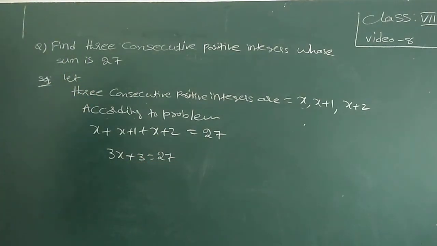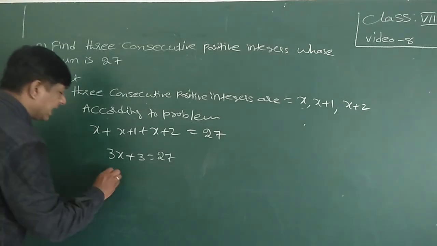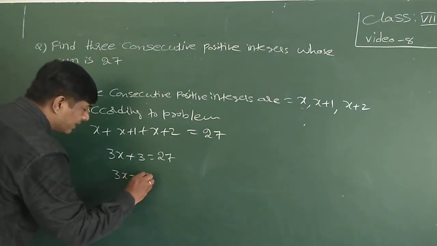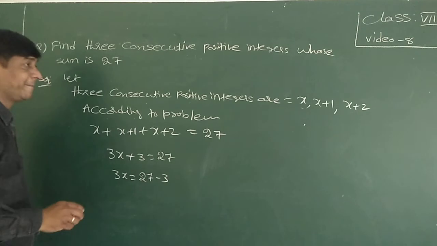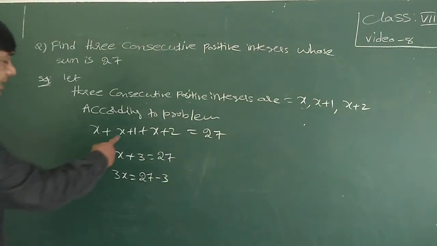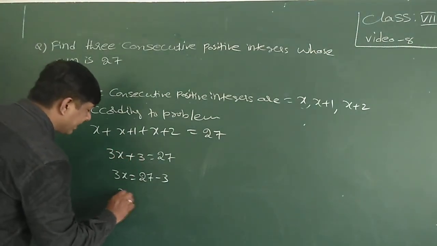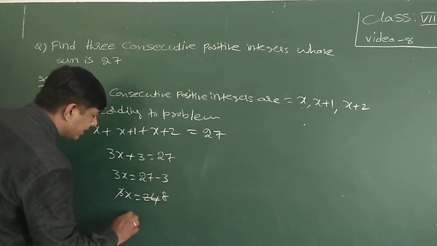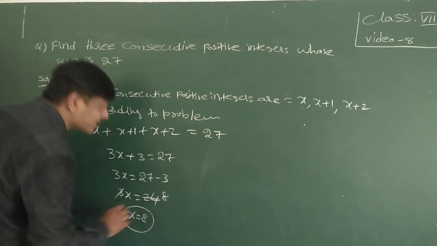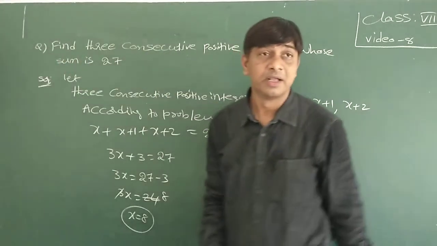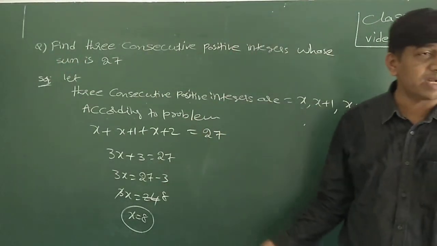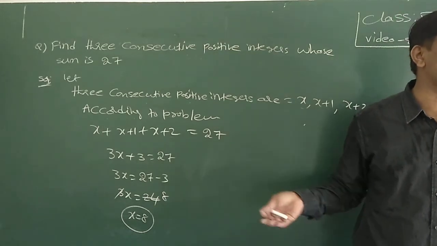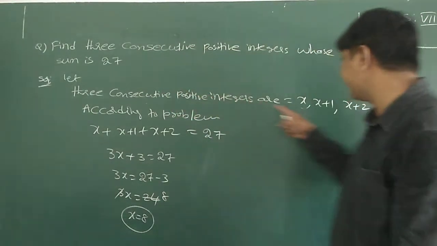Now 3x is equal to 27 minus 3, so 3x is equal to 24. 3 ones are 3, 3 eights are 24, so x is equal to 8. But this is not your final result. In previous questions x was the final result, but here we need to find the three numbers.